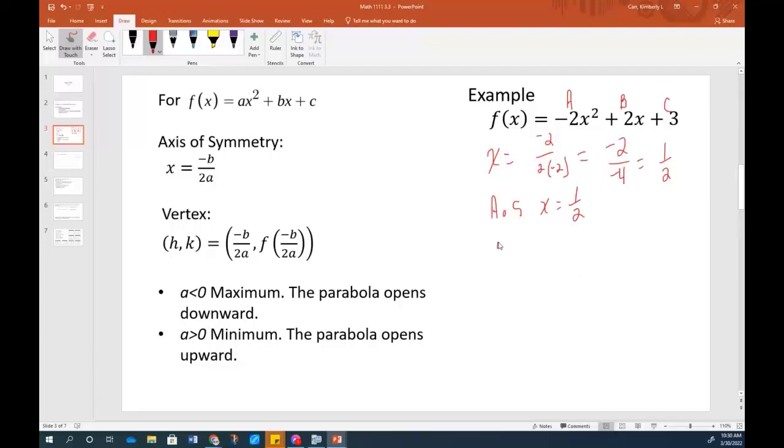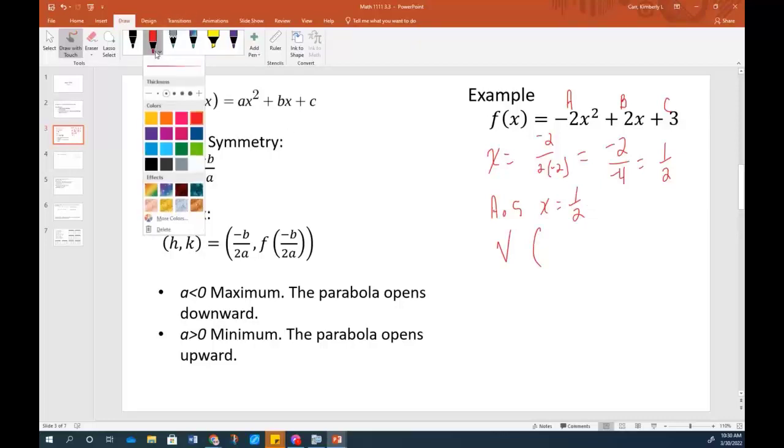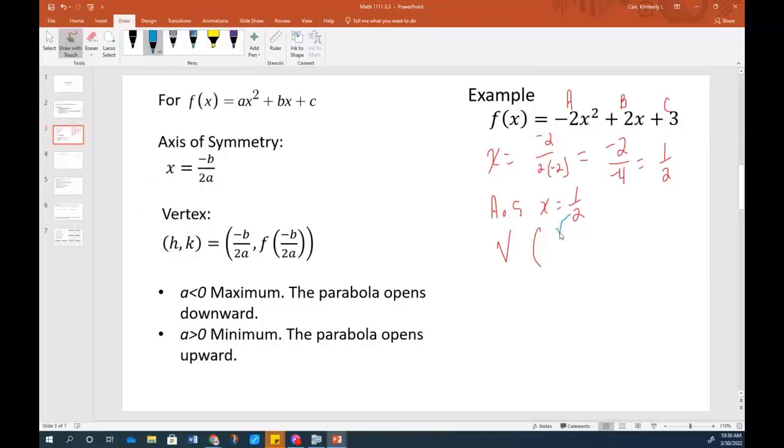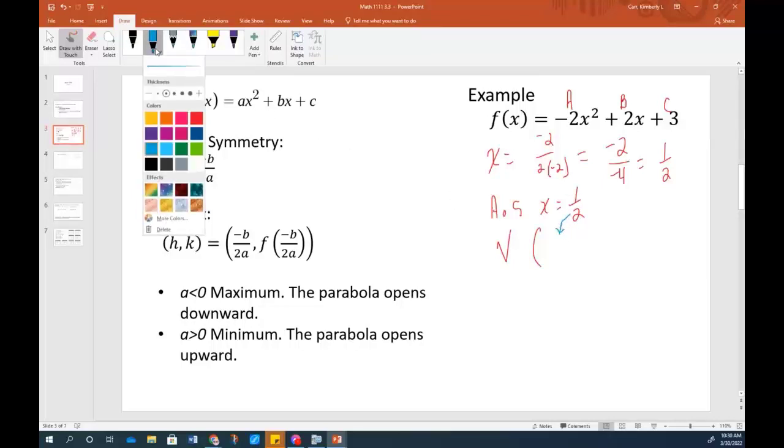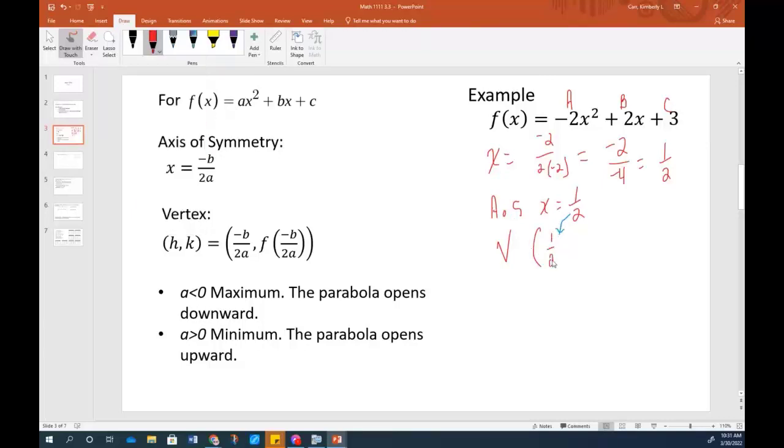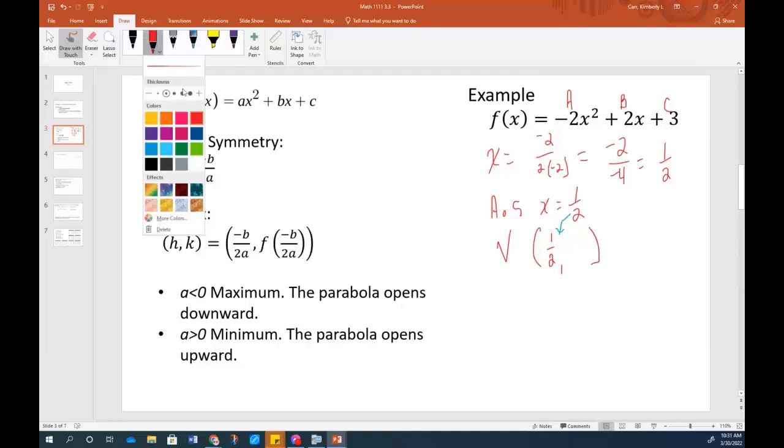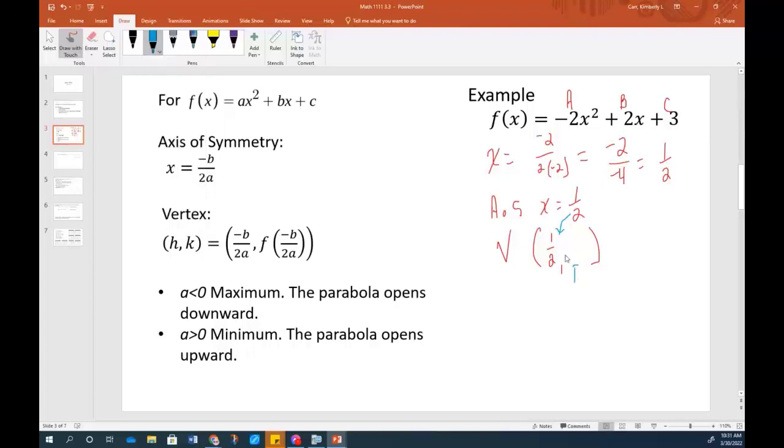Now the vertex, what happens with the vertex is the very first value that you want to put in your vertex is the same. So you can just copy that over to the beginning of that next one, and we can write our 1/2 down again. And then to find the y value of the vertex, you're going to take this 1/2 and plug it into the equation.